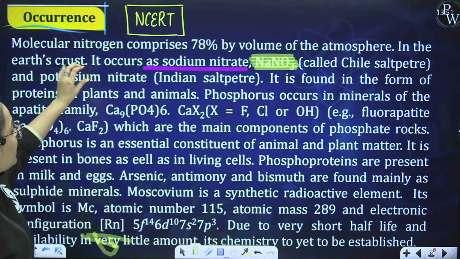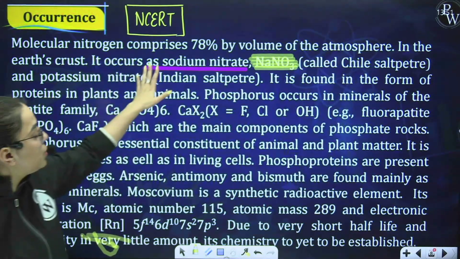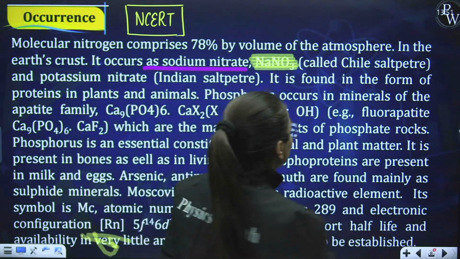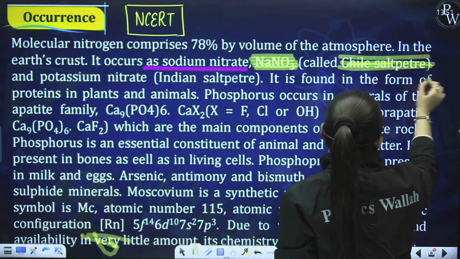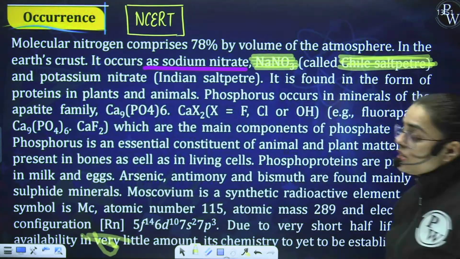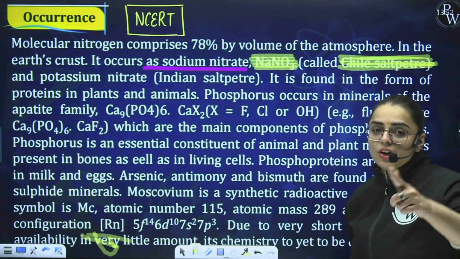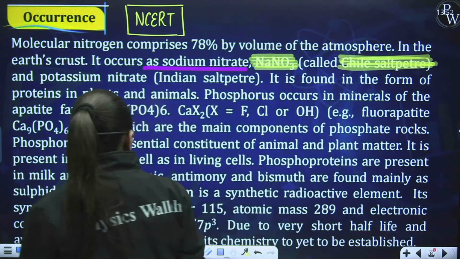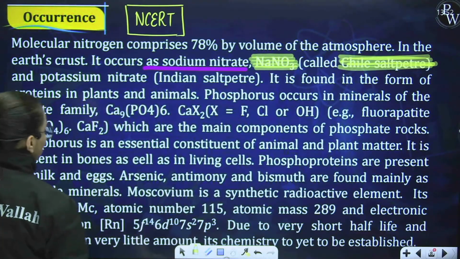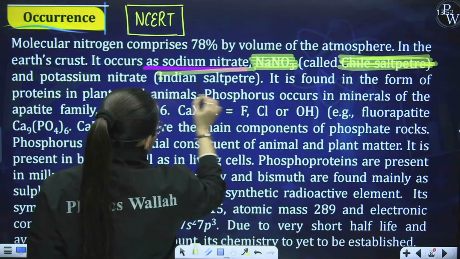So basically, the first ore is that it occurs in the earth's crust as sodium nitrate, that is NaNO3, which is known as Chile saltpetre. And this question, I guess, is either in your today's session or in your practice session, so you shall be looking at it over there also. And it also exists as one more ore, that is potassium nitrate, which is known as Indian saltpetre.